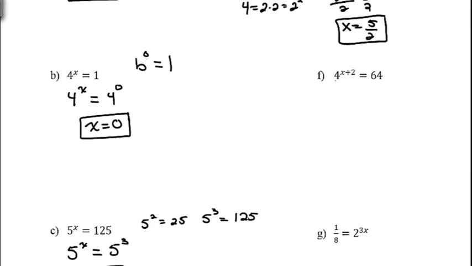So now our next example, we have 4 raised to the x plus 2 equals 64, and we just went through the powers of 4, so we can get 64 from raising 4 to the 3rd power. So we have 4 raised to the x plus 2 is equal to 64, which is 4 cubed. And now we can set these exponents equal to each other. So x plus 2 is equal to 3, and when we subtract 2 from both sides, we get x equals 1.